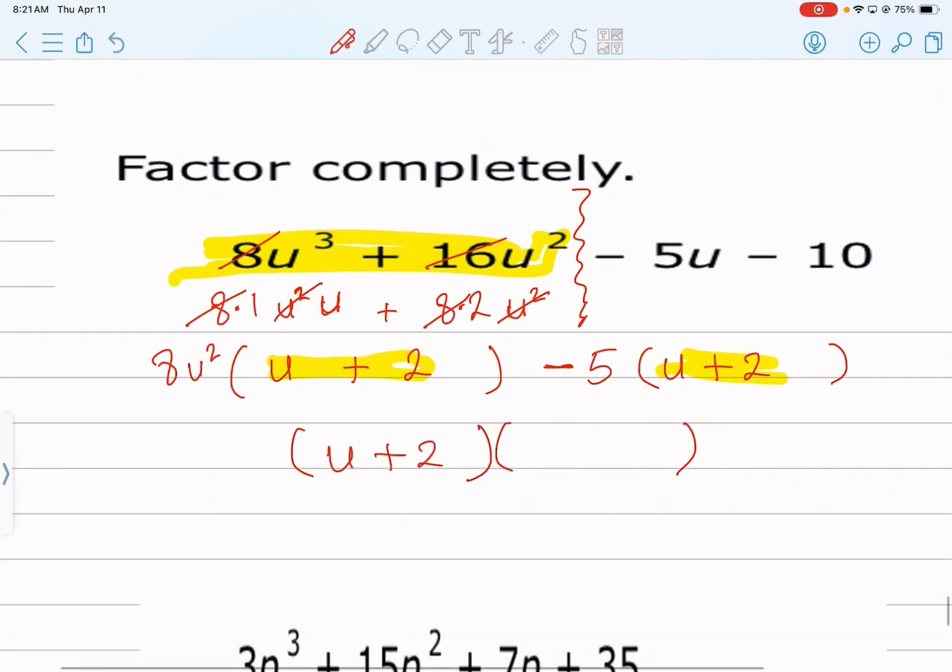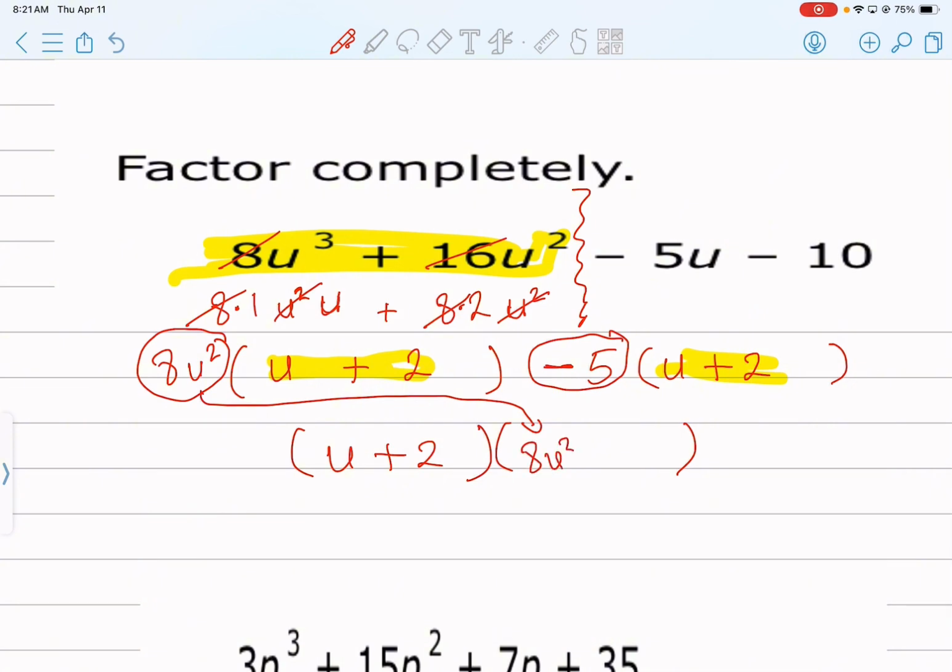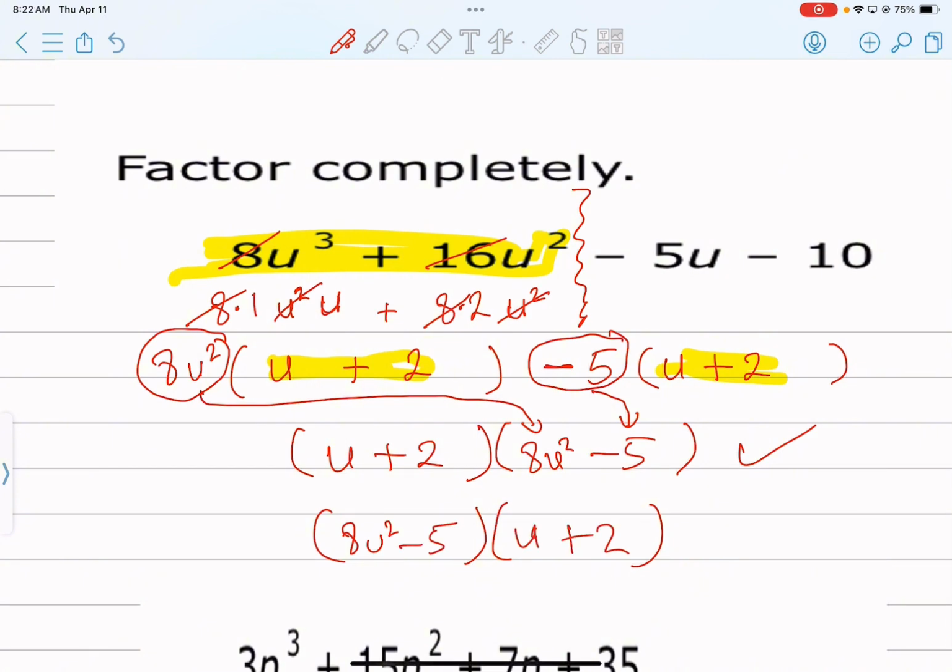U plus 2. And guess what goes in the second parenthesis? See this number and this number together goes into the second parenthesis. So this goes here, 8u squared, and this one goes here, minus 5. And you're done. You can write it this way, or you can also write it this way. You can say 8u squared minus 5 and u plus 2. Either way, you're fine.